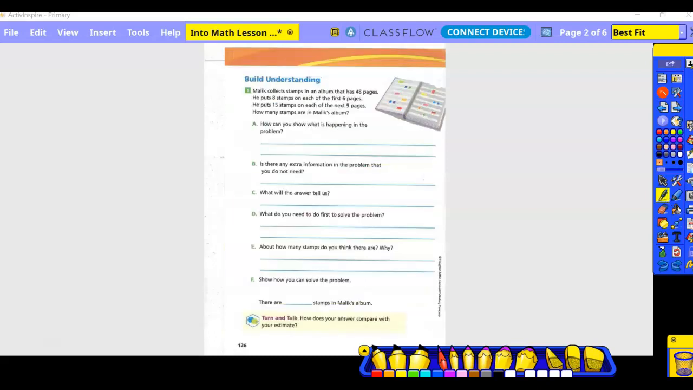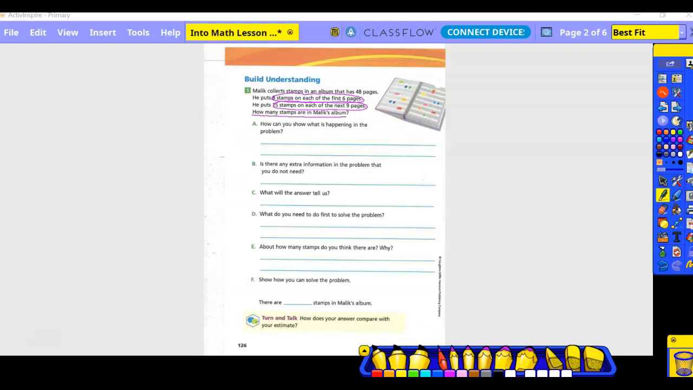Build understanding number 1. Malik collects stamps in an album that has 48 pages. He puts 8 stamps on each of the first 6 pages. He puts 15 stamps on each of the next 9 pages. How many stamps are in Malik's album? So 8 on the first 6, 15 on the next 9, and then how many stamps are in Malik's album? How can you show what is happening in the problem?